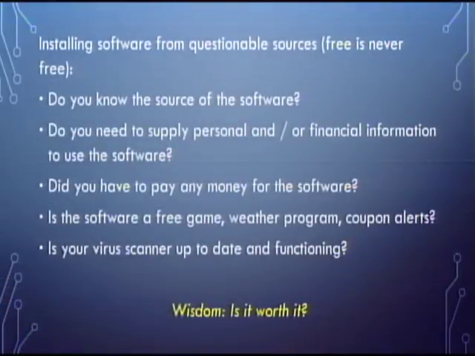So what about installing software from questionable sources? Free is never free. If you give me a site where I have to recant, where it really was free, okay, but there's always something they want. And my response will be, free is never free, because I know for a fact that they are gathering information about you.